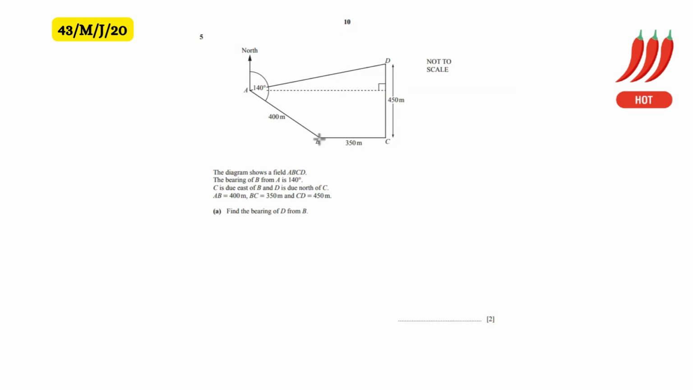So if we connect D and B, and we draw the north at B because we need to find the bearing from B. So bearing of D from B is this angle. This is what we need to find. If you notice, this is a right angle triangle because C is due east of B. So we have the adjacent, we have the opposite. So we can easily find this angle, subtract that from 90, then find the bearing.